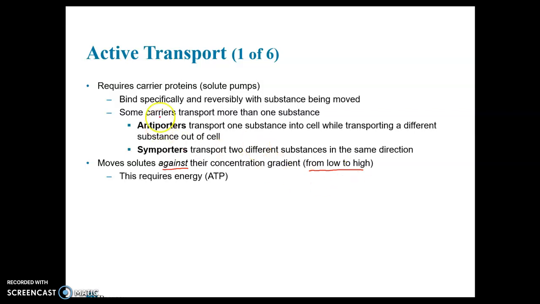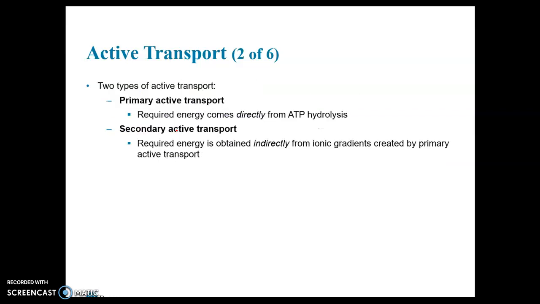So active transport is going to require carrier proteins, which a lot of times are called pumps. For example, a sodium ion pump or sodium potassium pump. We'll talk about that. Sometimes they transport more than one substance. If they transport two different substances in the same direction, we call them symporters. And if they transport two substances in opposite directions, like one into and one out of the cell, we call them antiporters.